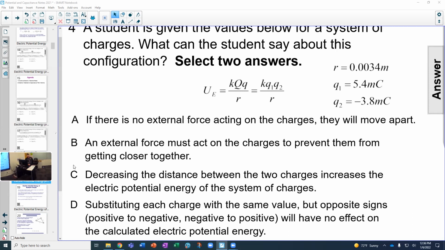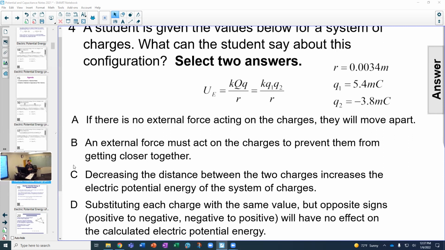So C and D. C says decreasing the distance between the 2 charges increases the electric potential energy of the system of charges. So they should go together, right? They're attracted because they're opposites. So they should go together. And so will they naturally decrease their distance or will they not naturally decrease their distance?